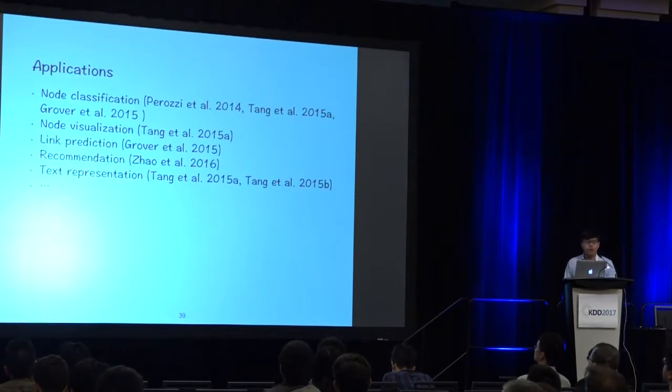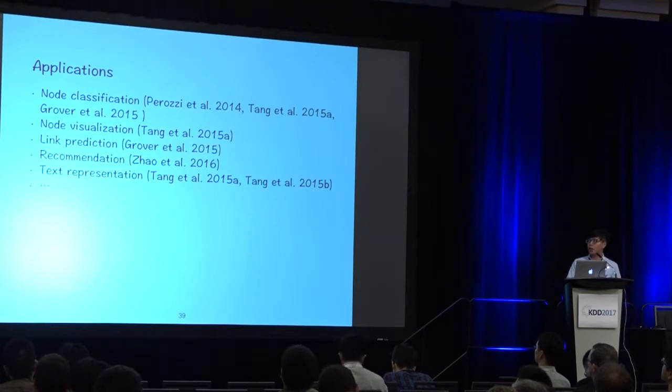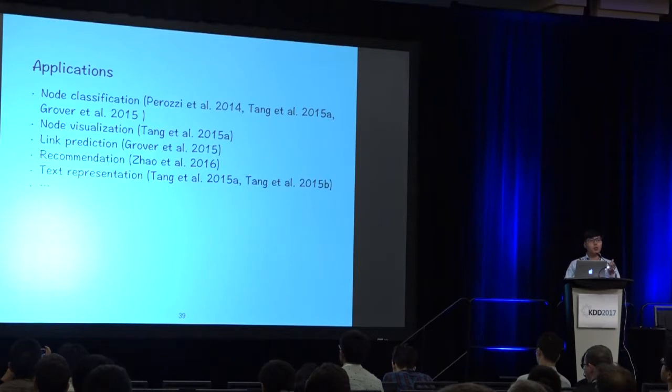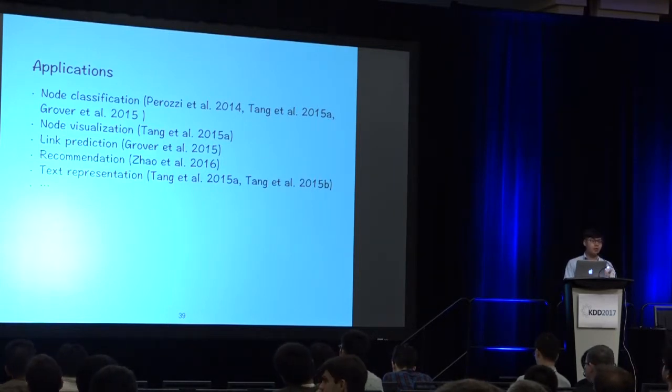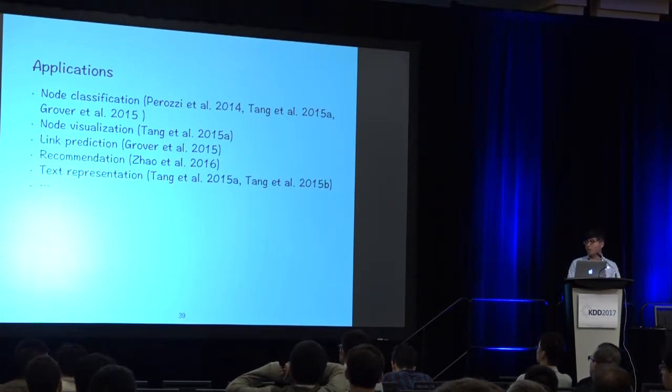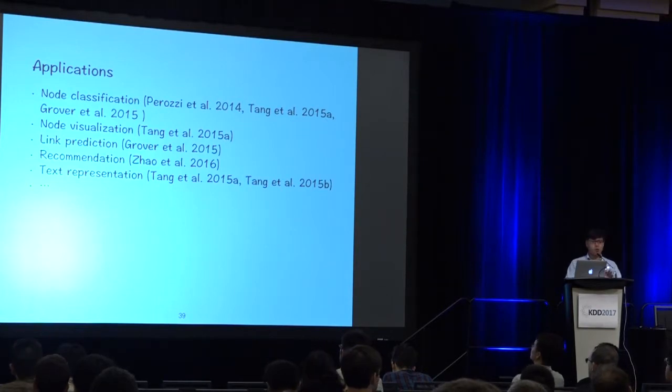Learning node embeddings has a lot of applications. For example, node embeddings can be used as features for classification, and can also be used to learn the coordinates of nodes for visualization purposes. We can also use node embeddings to calculate the similarities between nodes, so that we can use them for tasks like link prediction and recommendation. And since the network is a very general data structure, learning node embeddings can also be used in other applications.